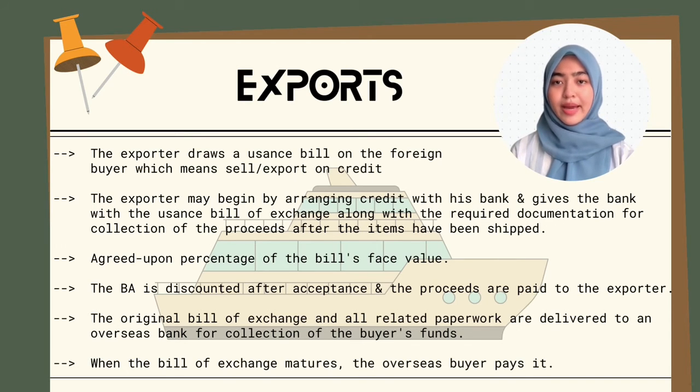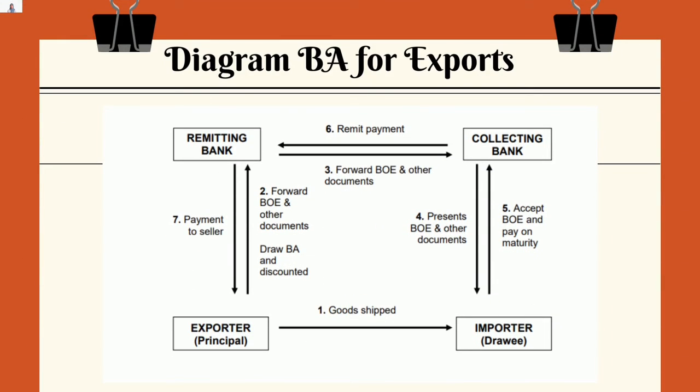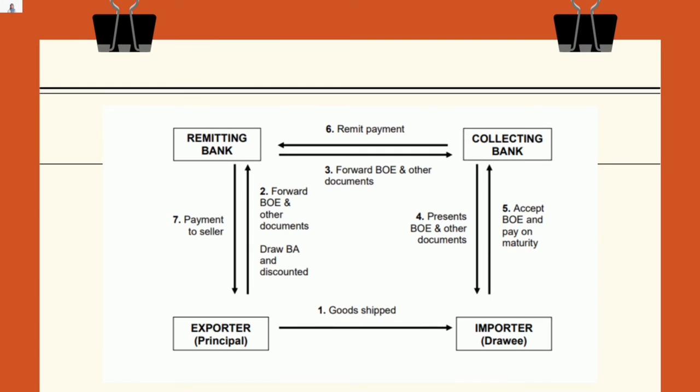The bank issues a banker's acceptance to the exporter for the agreed upon percentage of the bill's face value. The bank accepts the banker's acceptance if it is satisfied that it complies with the terms and conditions. The banker's acceptance is discounted after acceptance, and the proceeds are paid to the exporter. The original bill of exchange and all related paperwork are delivered to an overseas bank for collection of the buyer's fund. When the bill of exchange matures, the overseas buyer pays. This is the diagram of banker's acceptance for exports.